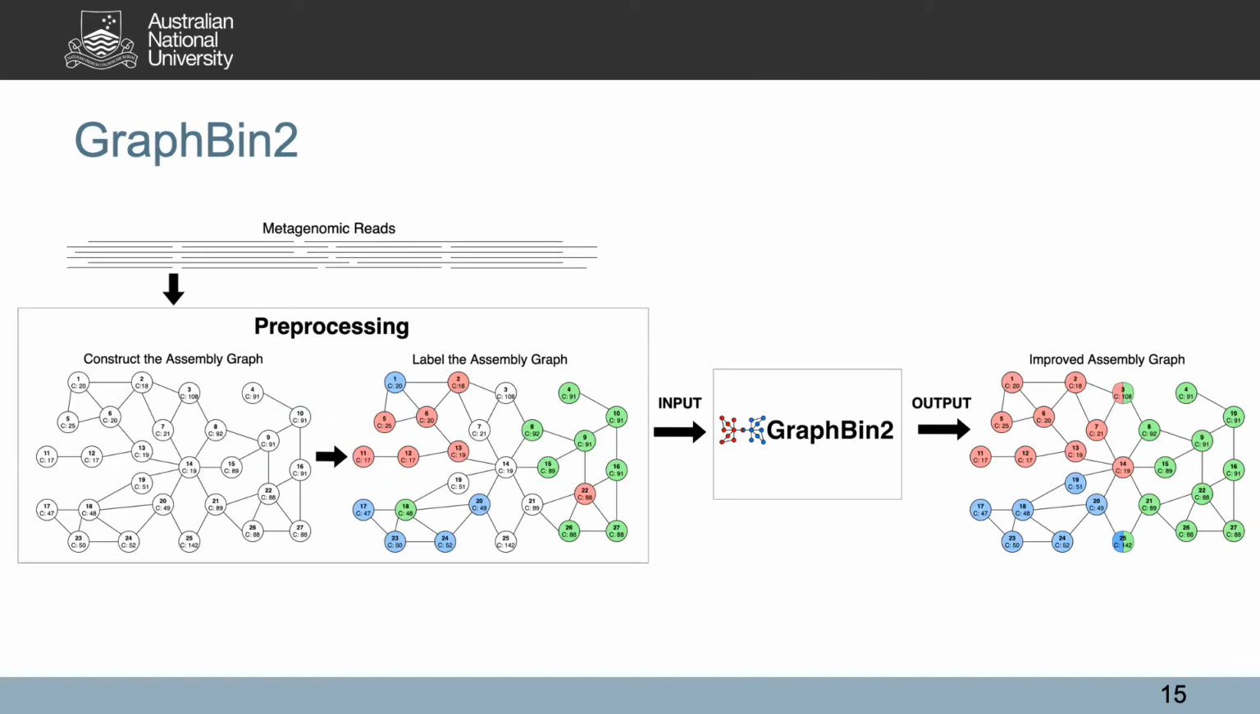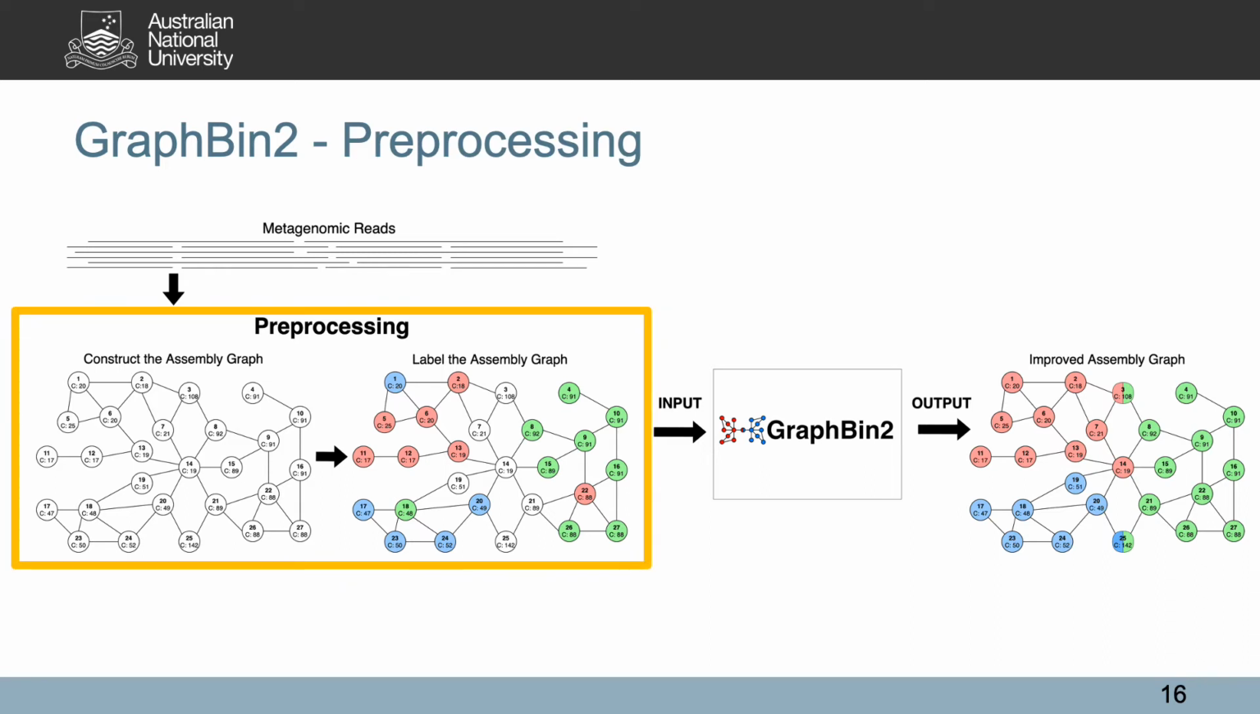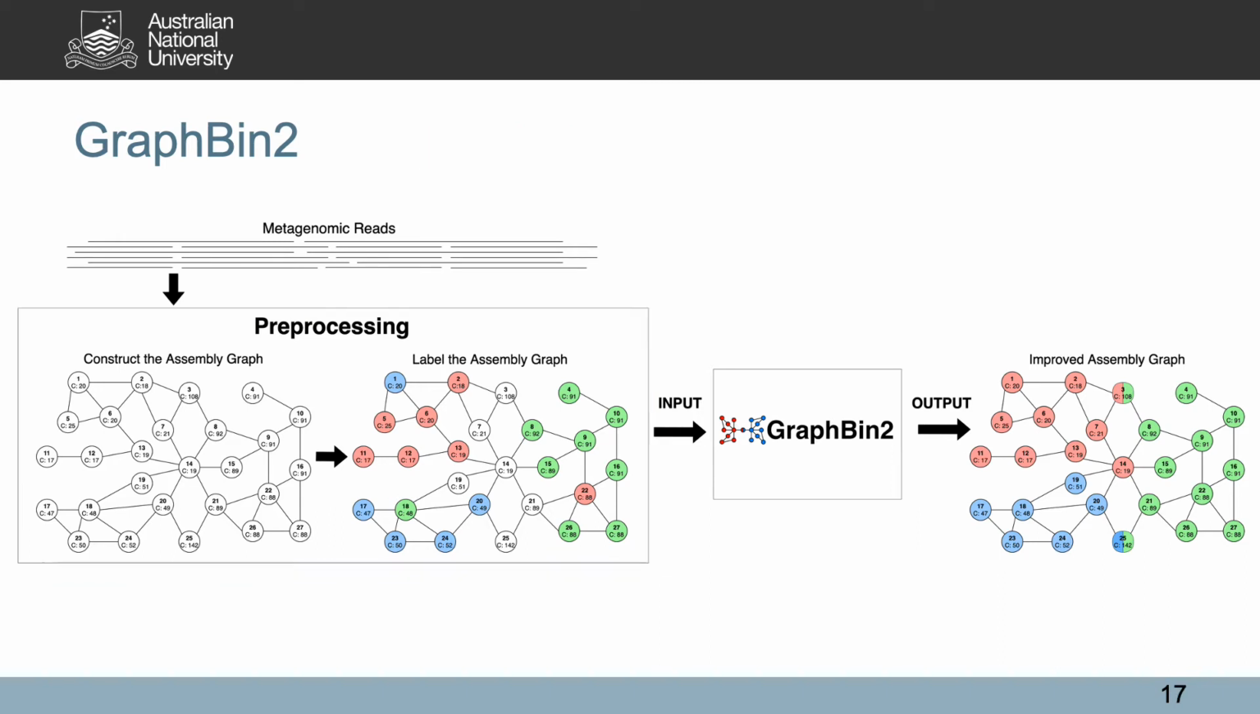This is the overall workflow of GraphBin2. Let's walk through each of the steps. The preprocessing steps of GraphBin2 assemble metagenomic reads into contigs using the assembly graph and then bin the contigs using existing contig binning tools. Here, vertices denote contigs and edges denote overlaps between contigs in the assembly graph. The colors represent different bins. GraphBin2 takes this labeled assembly graph as the input.